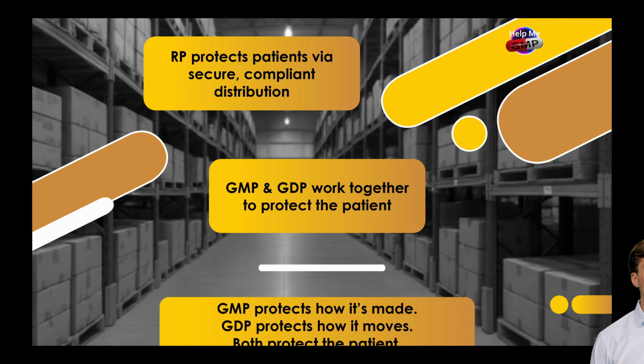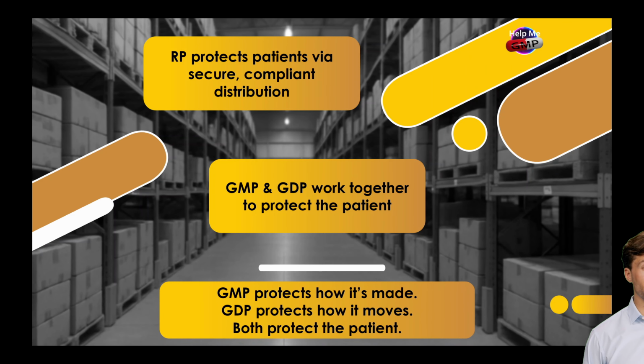Remember, GMP protects how it's made. GDP protects how it moves.